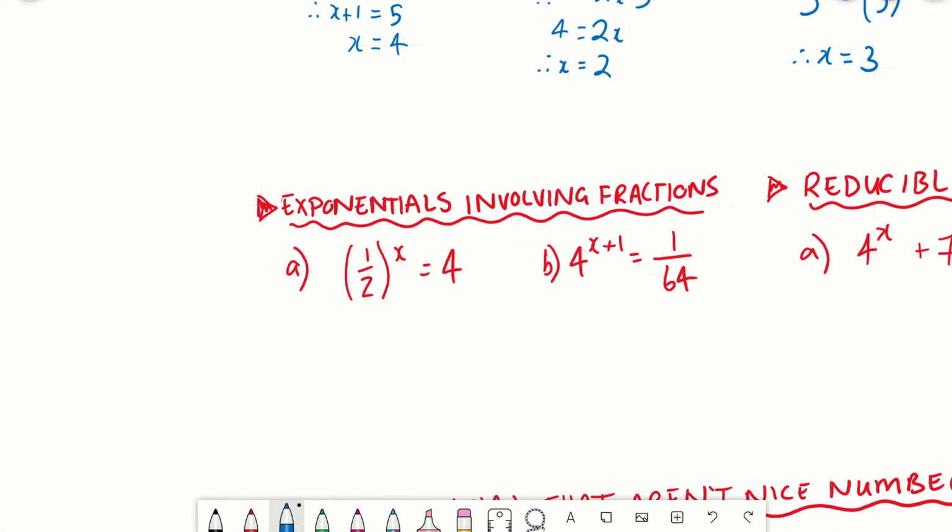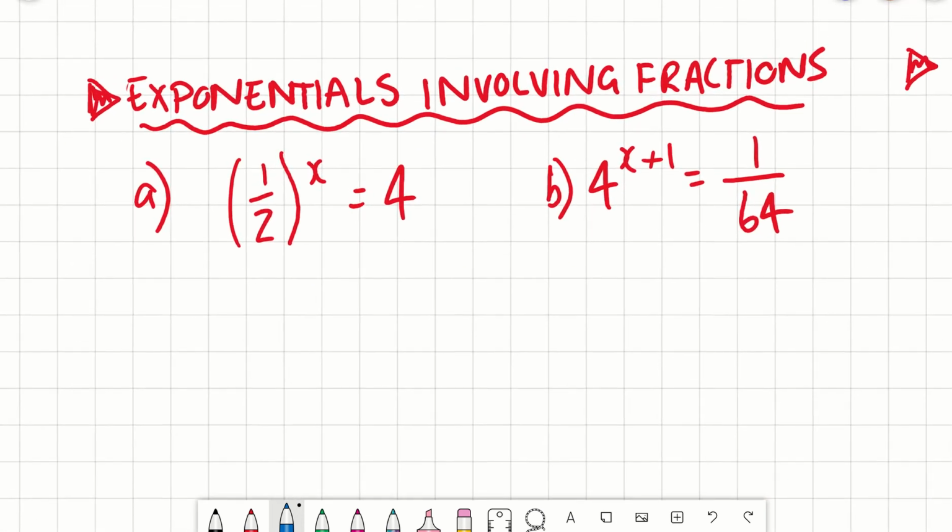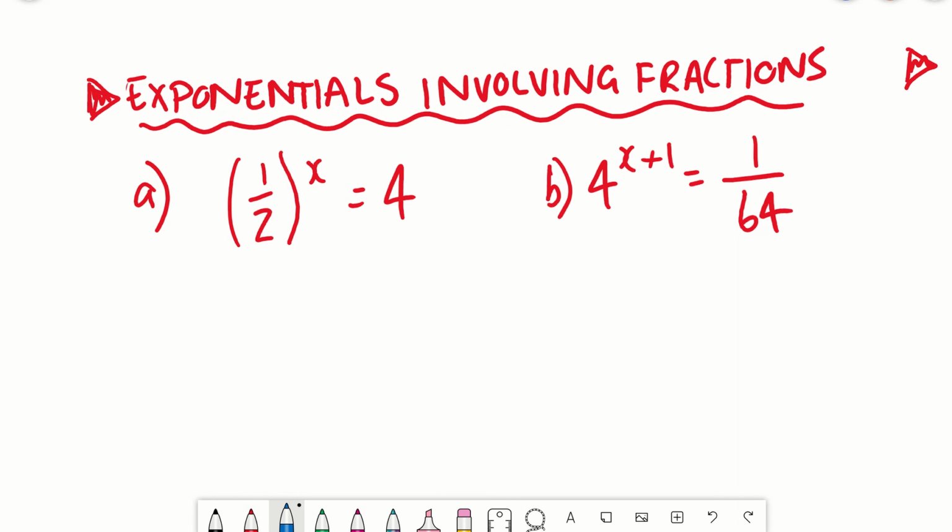Alright, now let's look at some harder ones. What about when we have fractions involved? This is about remembering our negative indices. So, I can see, what's my common base number? It looks like it's going to be 2.